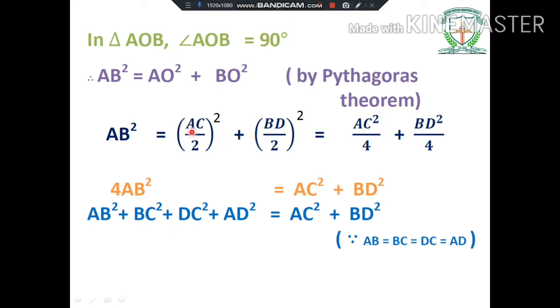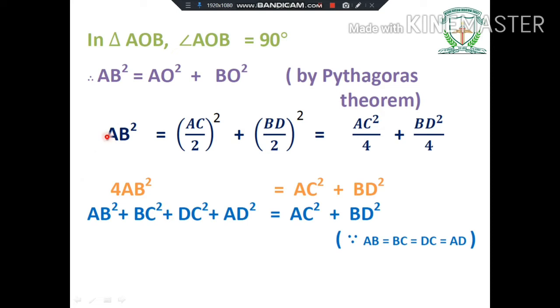Simplify this. So (AC by 2) whole square is AC square by 4. 2 square is 4. Similarly, (BD by 2) whole square is BD square by 4. Now look at this. AB square is equal to AC square by 4 plus BD square by 4. Multiply each side by 4, because here the denominator is 4.